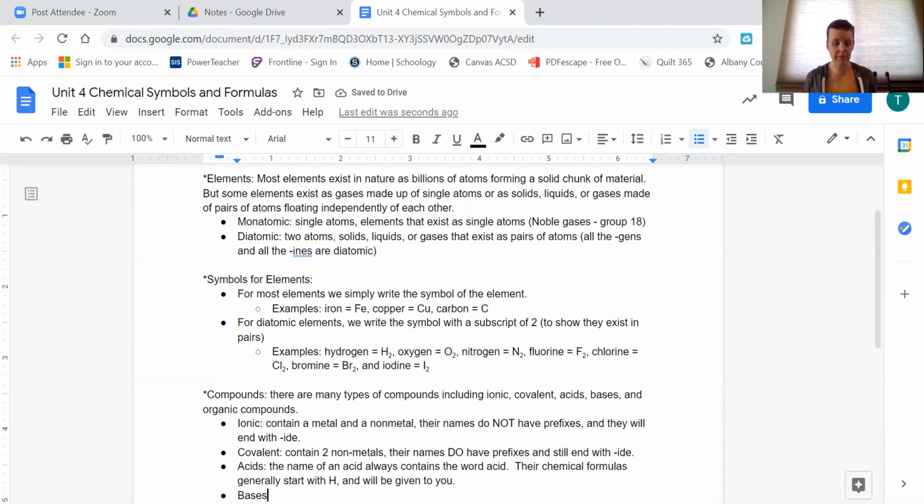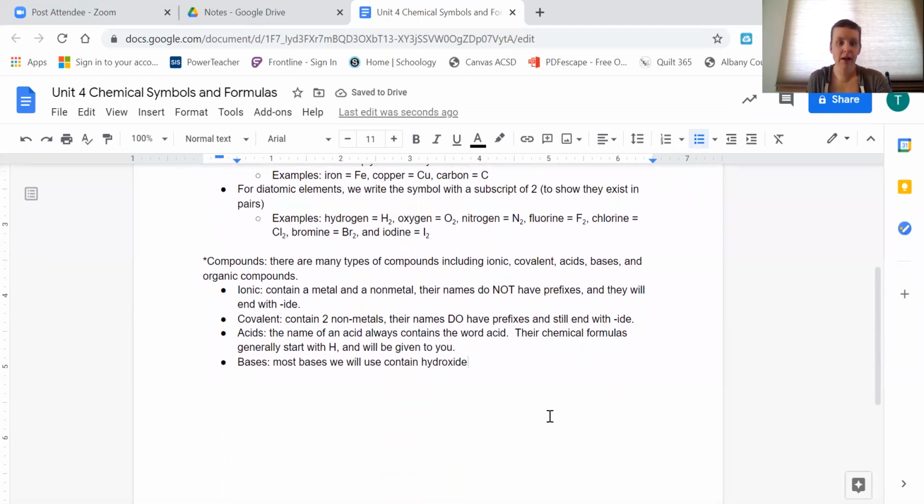All right, bases. Most bases we will use contain hydroxide, which is OH. Okay, hydroxide kind of tells you that backwards, right? Hydrogen and oxygen, hydroxide, okay? In the name and in the formula. So you'll be looking for the word hydroxide, or you'll be looking for OH in the chemical formula to know that it's a base. You will be given the formulas of bases. So again, we're not going to ask you to reproduce the formula of a base, not in this unit.